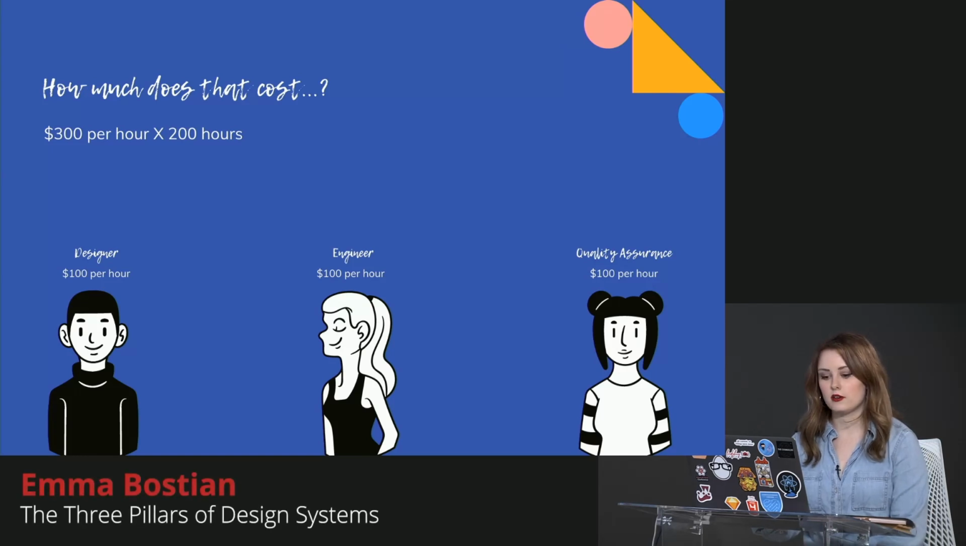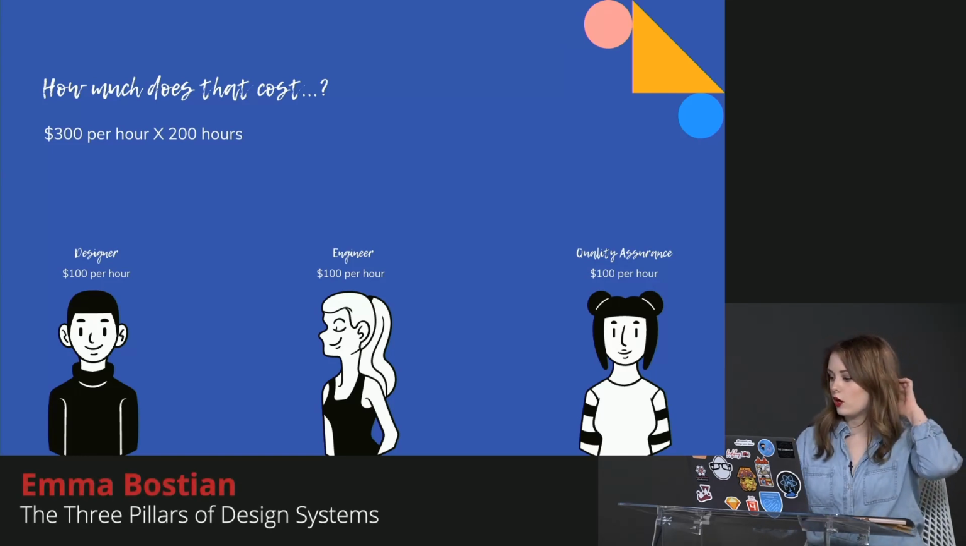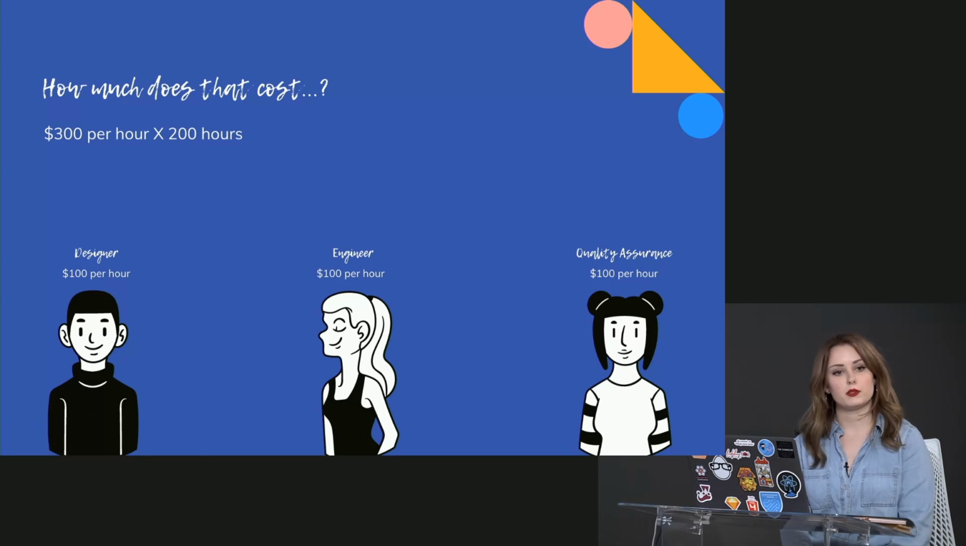Let's actually run through a scenario. So let's say we have a designer, an engineer, and a quality assurance engineer all working on building, testing, and designing this button. And let's say they're about $100 an hour, okay? So that's $300 per hour. And let's say it takes a week and a half. So that's about 66.6 hours of work per person.